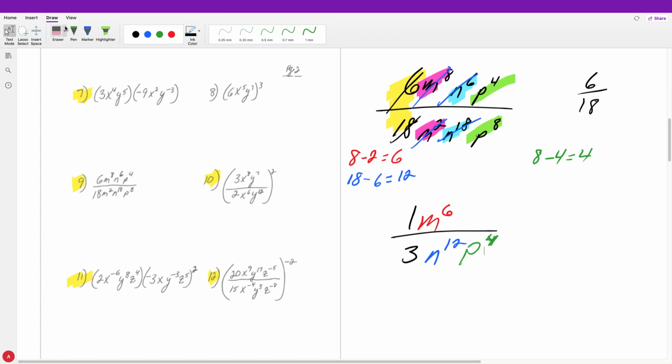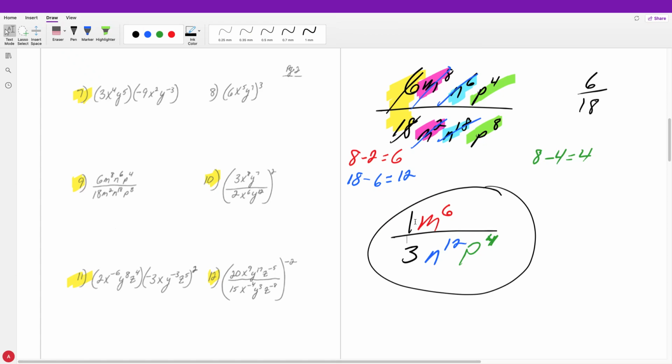Since I did this piece by piece, I can leave that 1m to the 6, or if I really didn't want to do that because we don't need to write the 1, we can get rid of it if we wanted to. But this will be our final answer. And whether you write that 1 in front or not, you are still fully right. Just make sure you're putting it all under one fraction.